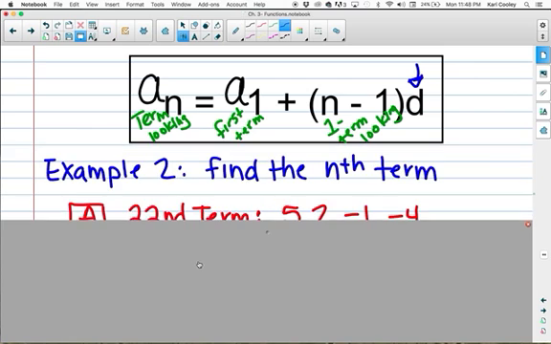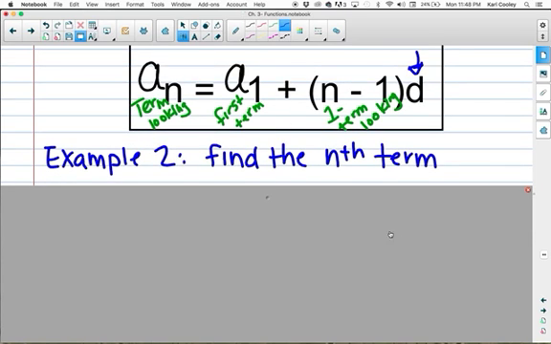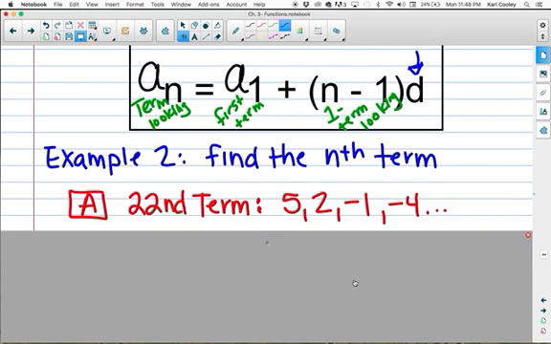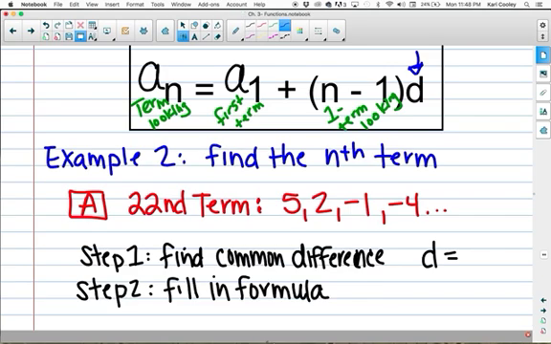All right, so we're going to take a look at this in action. So example 2, we're going to take a look at now finding this nth term. Okay, so I am going to be looking for the 22nd term. Okay, and I'm given the numbers 5, 2, -1, -4. So if this is my pattern and 5 is my starting point, what is the 22nd term on this?